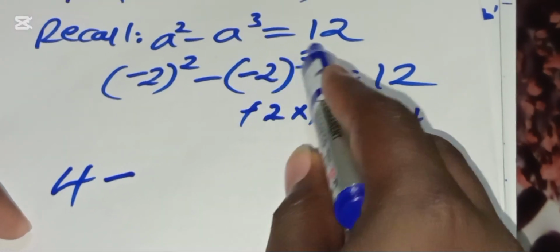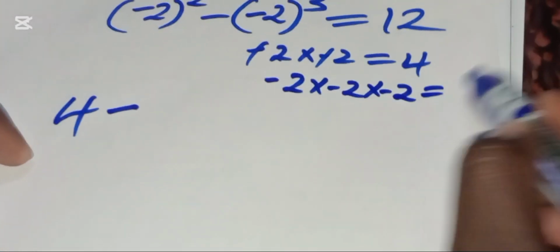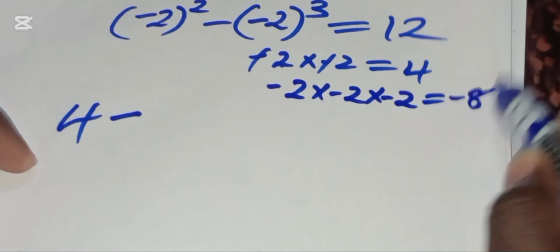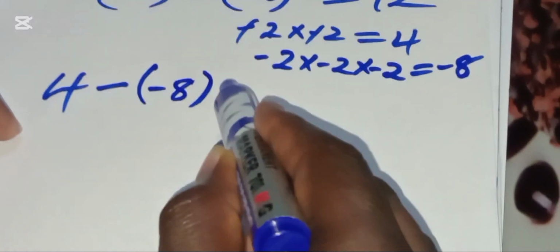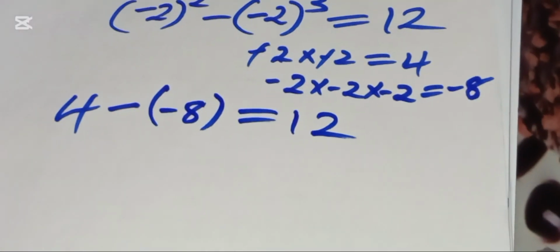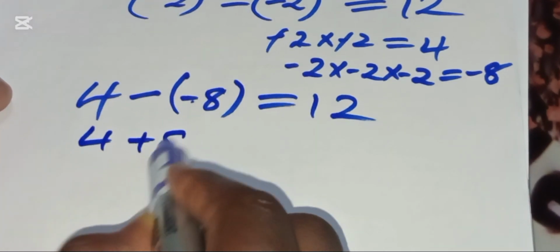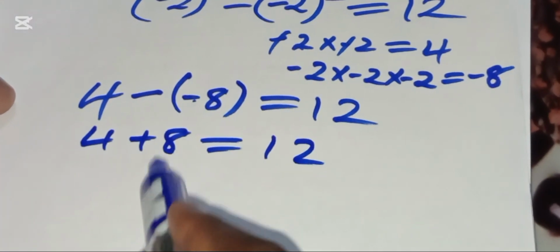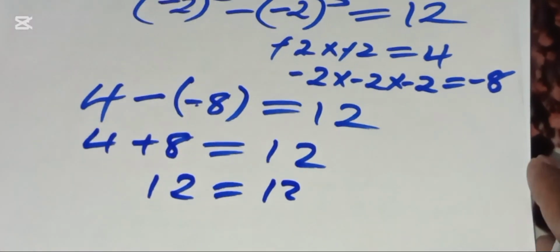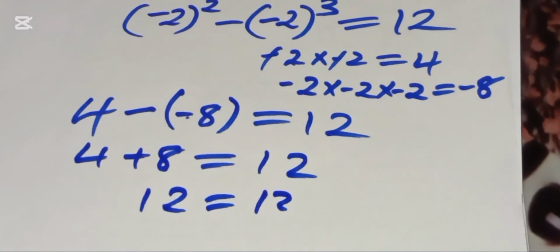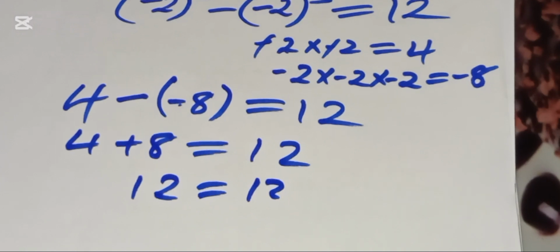Subtract, this is negative 2 cubed, which is the same thing as negative 2 times negative 2 times negative 2. So this is the same thing as negative 8. Okay, so we'll have 4 subtract negative 8. This is supposed to give us a value of 12. Now, this is negative times negative, which is actually positive. So this is 4 plus 8, which is 12, and this is equal to 12. And that verifies the equation. That shows that the value of a, which is negative 2, satisfies the equation.